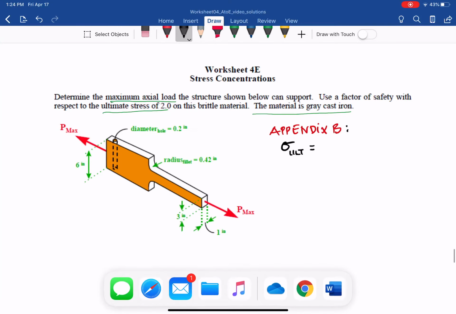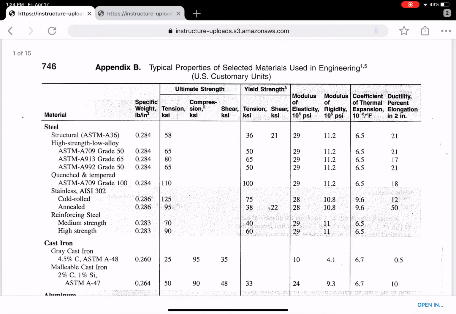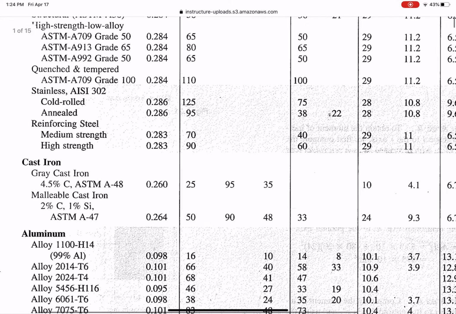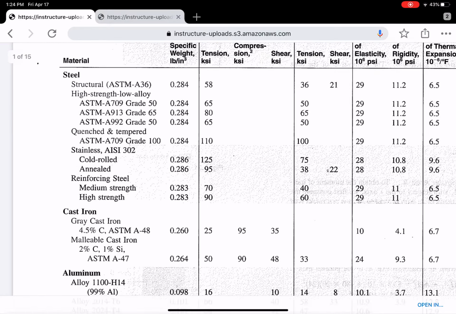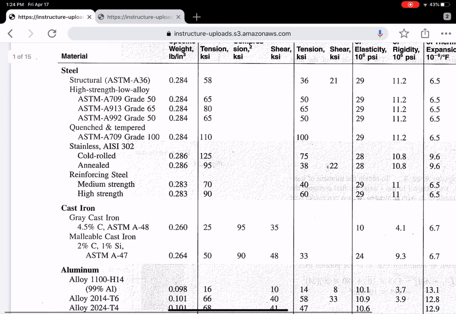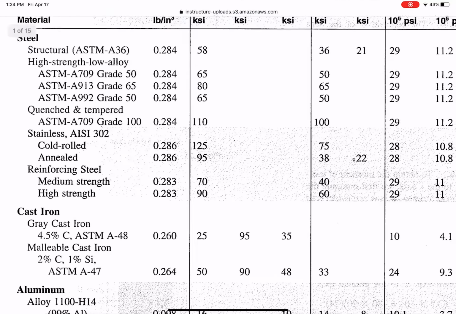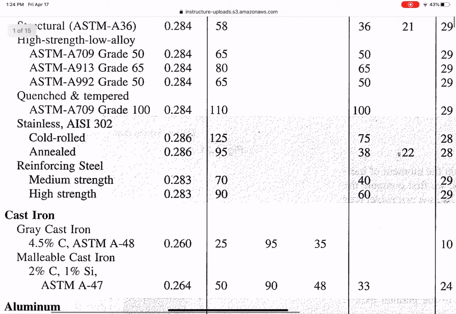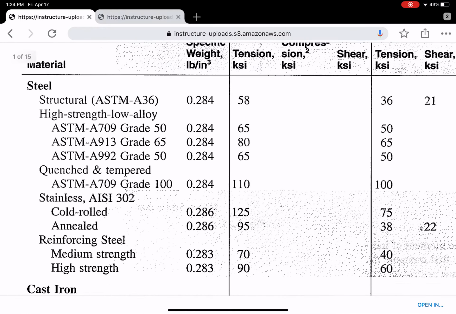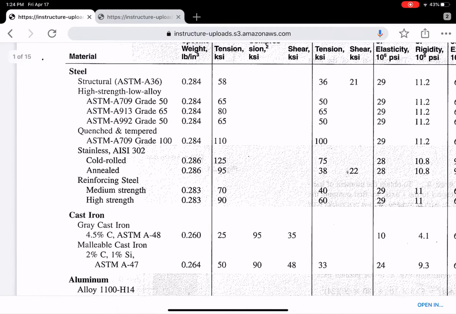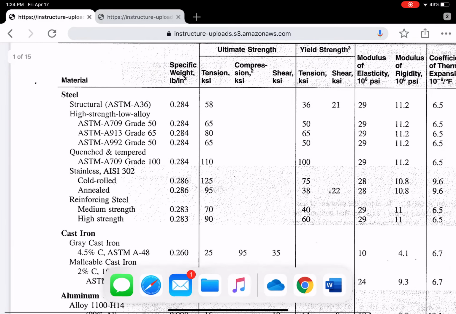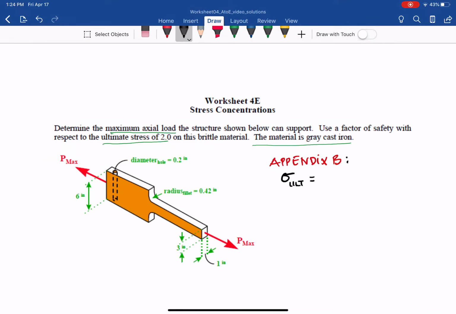So let's go to the reference, Appendix B, and find gray cast iron. Because cast iron is a brittle material, they define the ultimate strength, and for tension you can see 25 for gray cast iron there, in KSI. So from Appendix B of the book, we have 25 KSI.